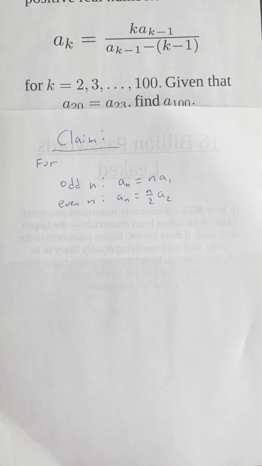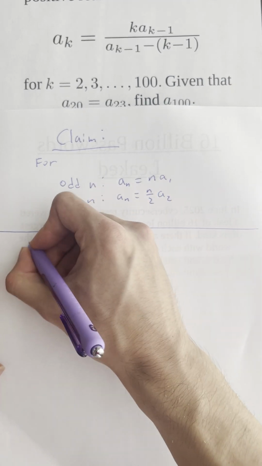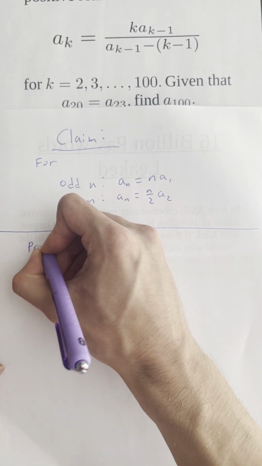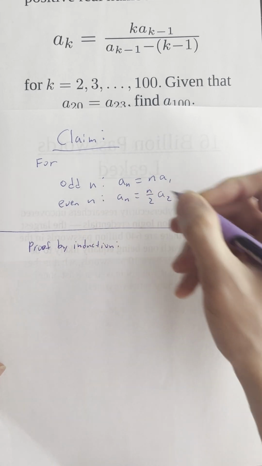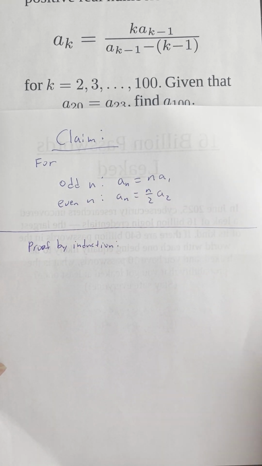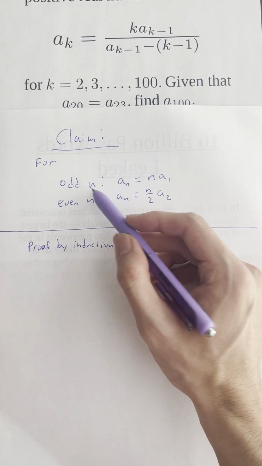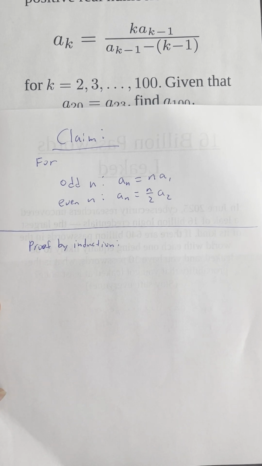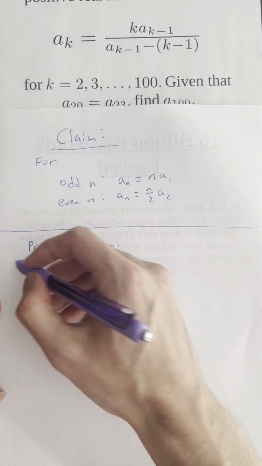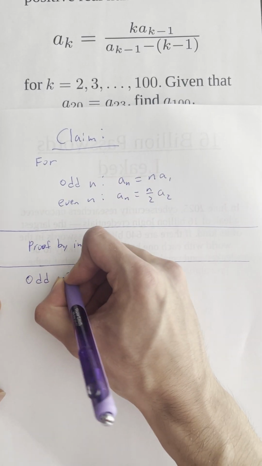Okay, so we're gonna prove this by induction. Proof by induction. Why should we consider induction? Well, because we're proving something for all odd n, or for all even n, so that's when you want to consider induction. Okay, so it doesn't matter which one we start out with. Let's prove the first part, odd n.